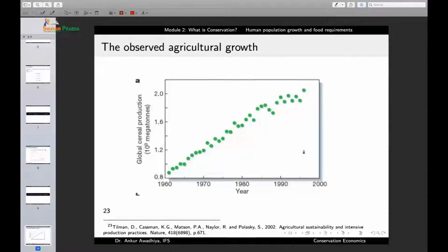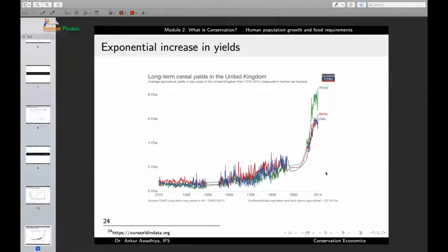But then if we look at the long-term changes in the yield of different cereals, we'll find that yes, the curve looks very similar to the growth of human population. This is an exponential curve. This is showing a geometric progression on a large time scale. Now, why is that so?